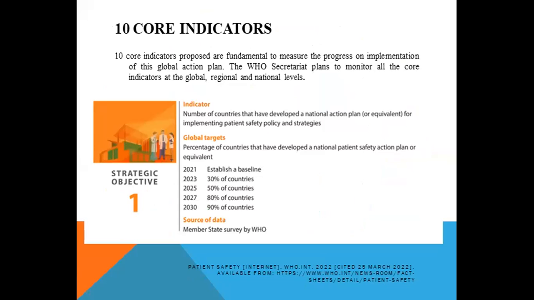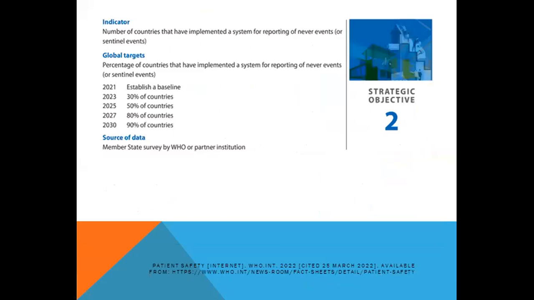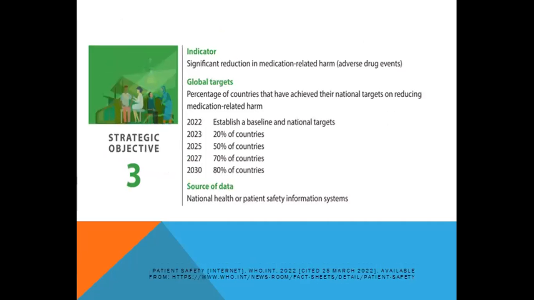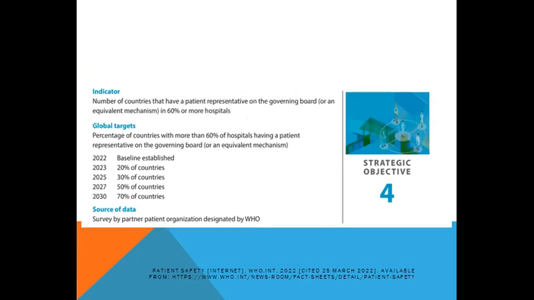Various strategic plans. Indicator 1 is the number of countries that have developed an action plan for implementing patient safety policies and strategies. Its various global targets are given. Indicator 2 is the number of countries that have developed and implemented a system for reporting never events or sentinel events. Its various percentages are given. In strategic objective 3, there is a significant reduction in healthcare associated infections, and up to 2030 it includes achieving 80% of countries. Indicator 3 and indicator 4 include countries that have patient representatives on governing boards, and the 2030 target is 70% of countries to achieve.